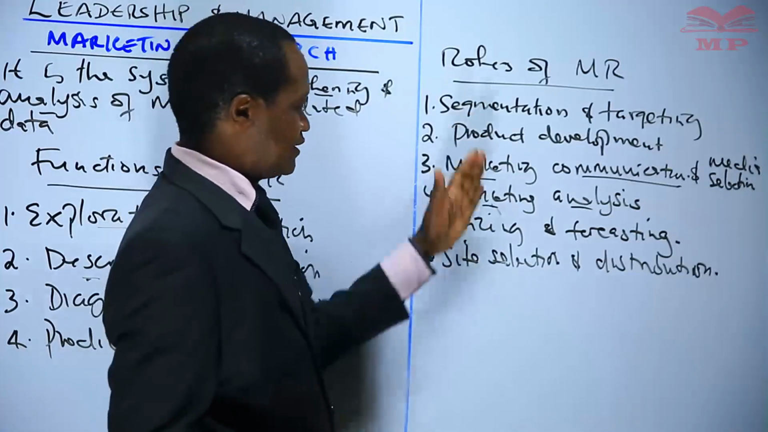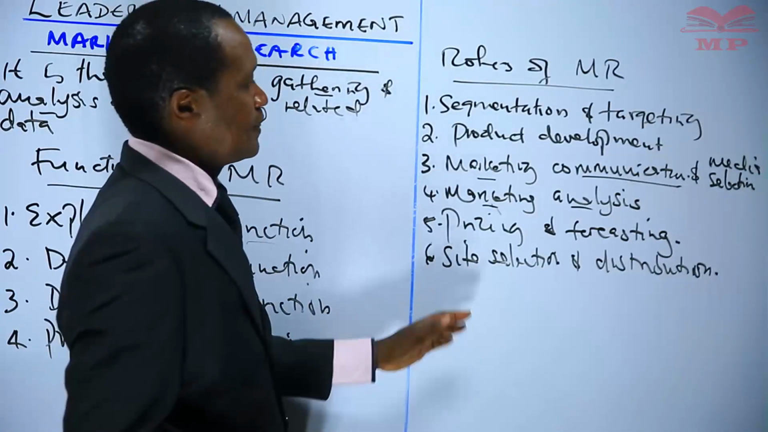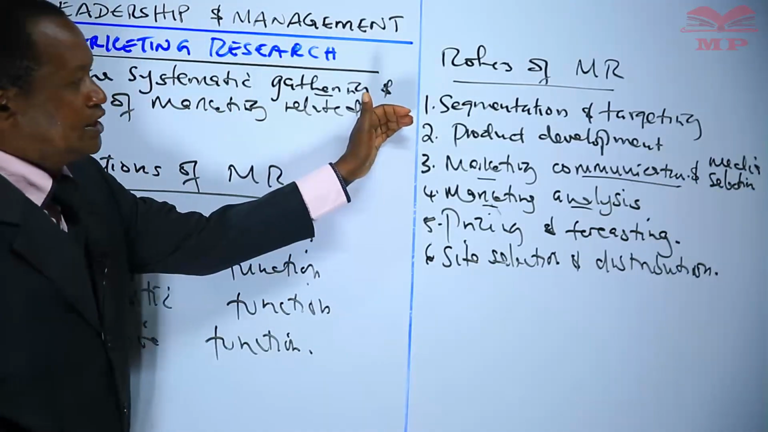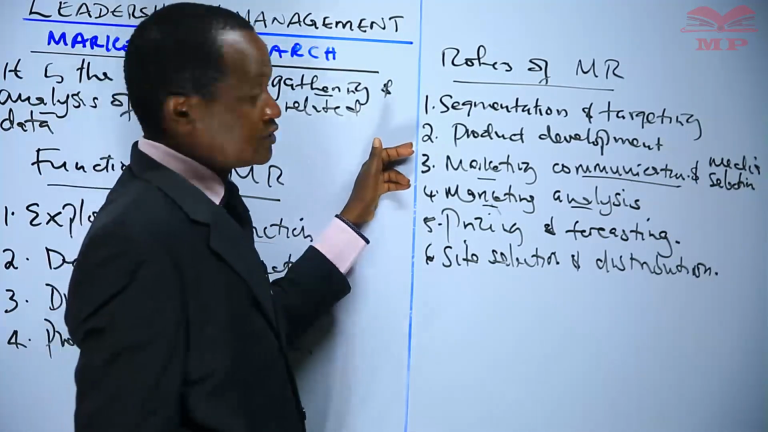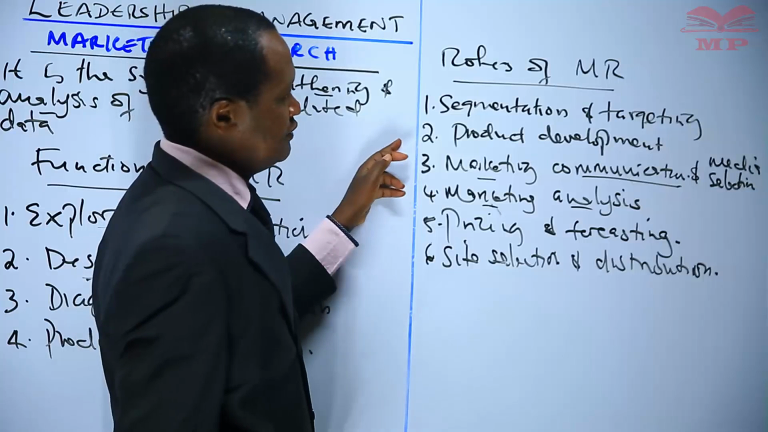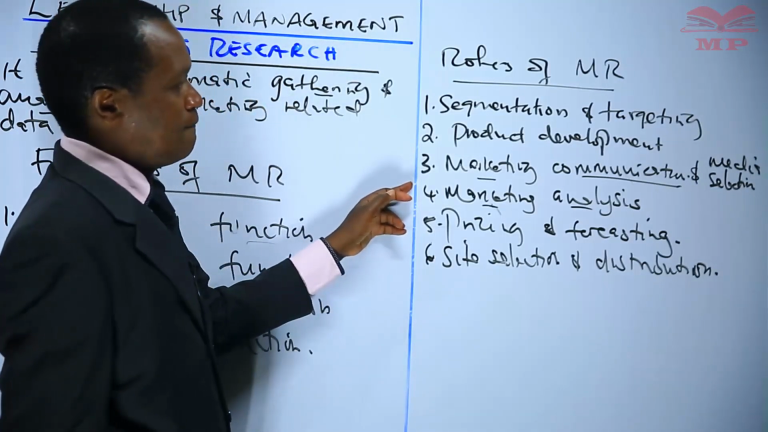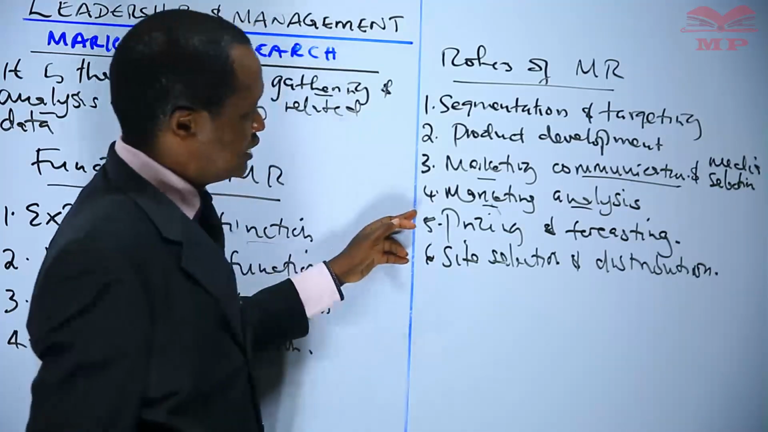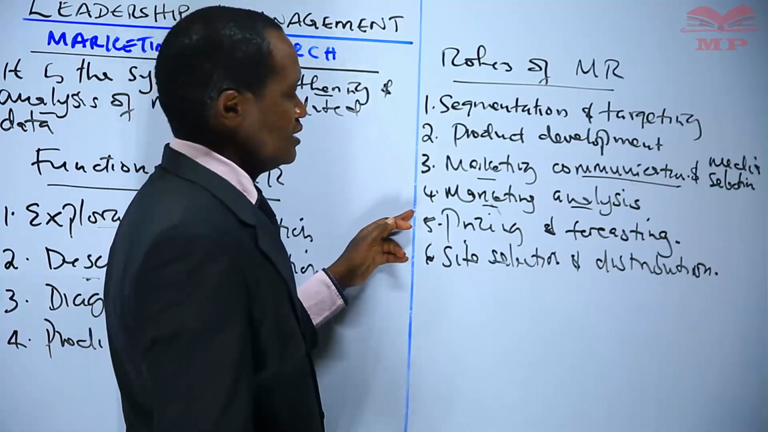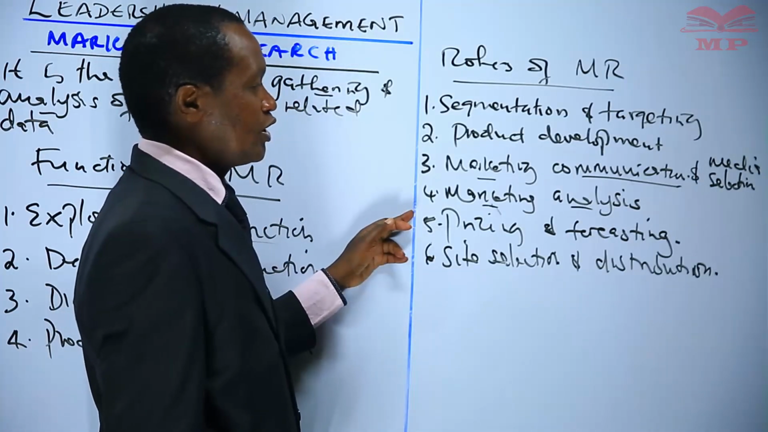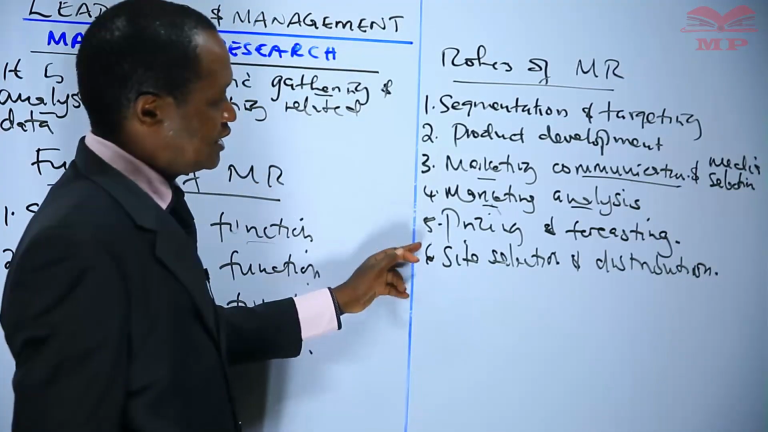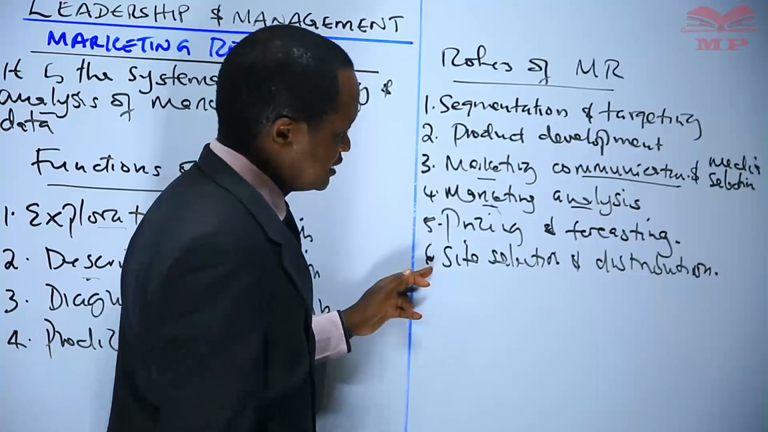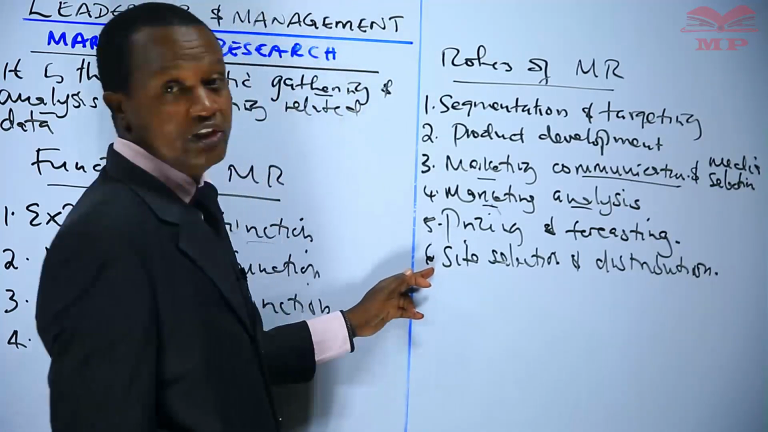So these are 6 roles of marketing research. Number 1, segmentation and targeting. Number 2, product development. Number 3, market communications and media selection. Number 4, marketing analysis and competitive analysis. Number 5, pricing and forecasting. Number 6, site selection and distribution.